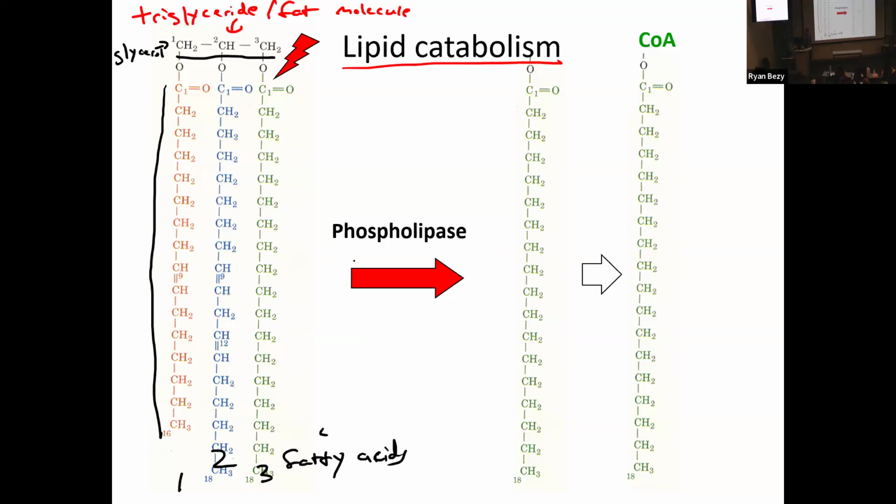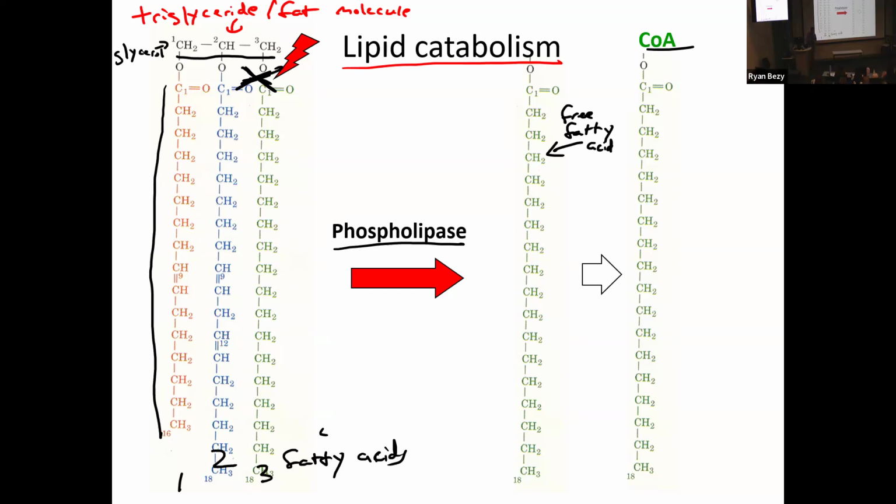This is actually a fairly nice energy-rich molecule, and the cell would like to break it down. This will go into lipid catabolism. Typically, the first thing is that phospholipase comes in and cuts right here. It cuts one of those fatty acids off of the triglyceride. Now you've got a free fatty acid, and that's what this guy is right here. This gets attached to something called coenzyme A. Where have we talked about coenzyme A before? What metabolic pathway was coenzyme A part of?